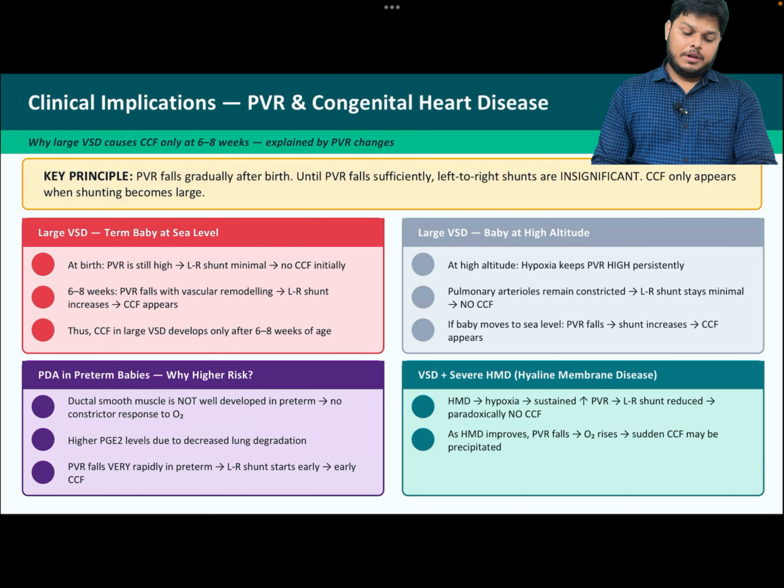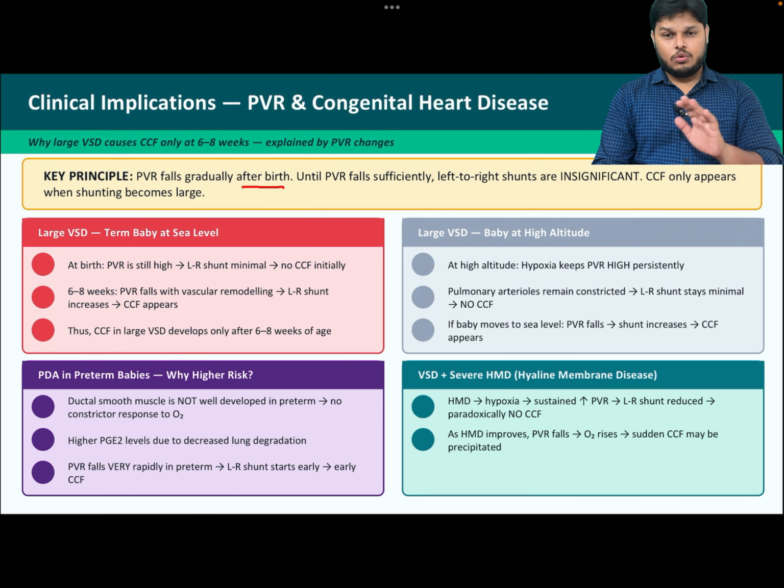Now, what are the clinical implications of pulmonary vascular resistance in congenital heart disease? Remember, pulmonary vascular resistance falls gradually after birth. If it has not fallen sufficiently, a disease, if present, will not be manifested. Sometimes we say at 2 to 3 days of life the heart is okay, there is no heart disease. No, we cannot say that. There may not be heart disease, but once the baby becomes 6 to 8 weeks, we need another examination.